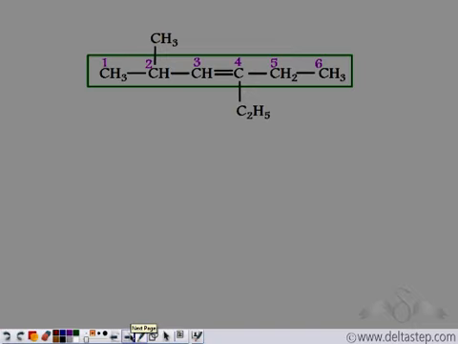Now we have to write the prefix. We have two substituents, methyl and ethyl. We know while arranging the substituents, the rule says that we always arrange the substituents in alphabetical order. So we have ethyl. The E of ethyl comes before the M of methyl. So we first place ethyl and then methyl. So we get 4-ethyl, 2-methyl.